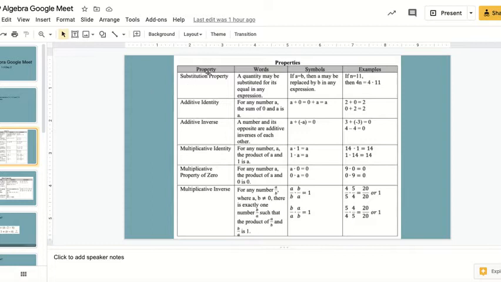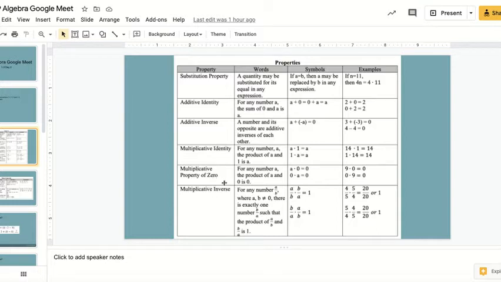But here I want to remind you we learned about substitution, additive identity, additive inverse, multiplicative identity, multiplicative property of zero, and multiplicative inverse. I want you to think of identities as the same. So each person has an identity. It is who they are, and it stays the same. And here, when you add a number plus 0, the number stays the same, and that's the additive identity. You add 0 and it always stays the same.